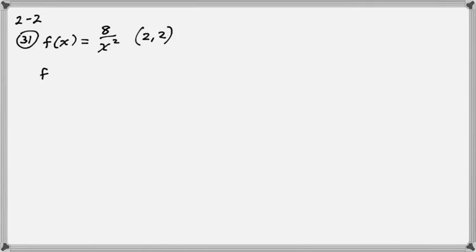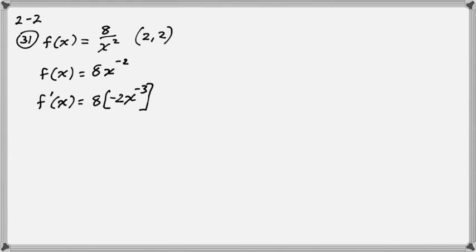Okay, first thing I would do is not find the derivative. I would rewrite this as 8x to the negative 2. Then I'll find its derivative. Keep the 8 out. Power, base, 1 less power. That's a negative 16 over x to the third.